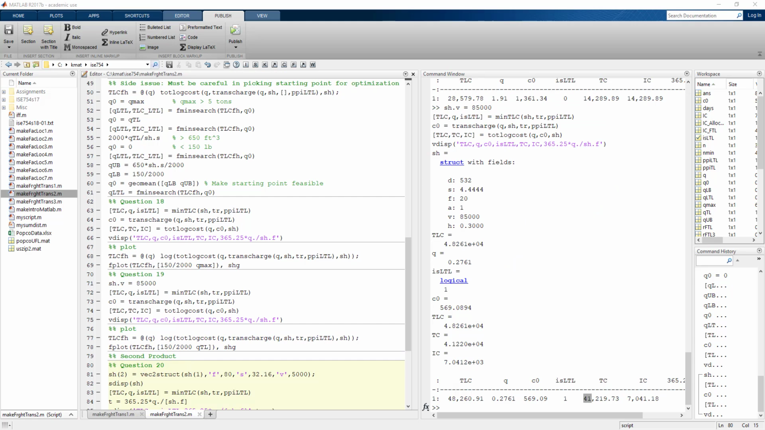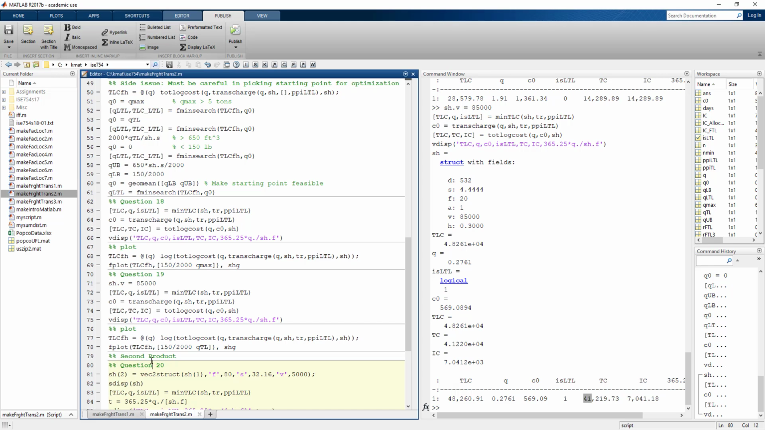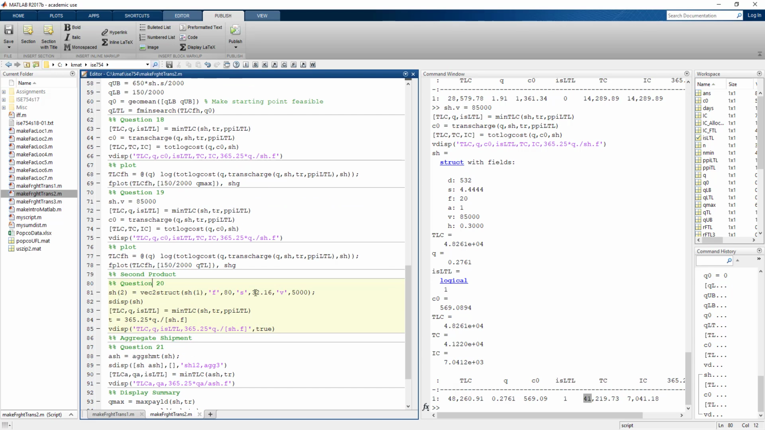The next question is a situation where we add a second product to the mix. What we know about the second product is that it is a class 60 product. That class 60 product corresponds to a density of 32.16 pounds per cubic foot. The value is 5 tons. And we're going to assume it's the same carrying rate.